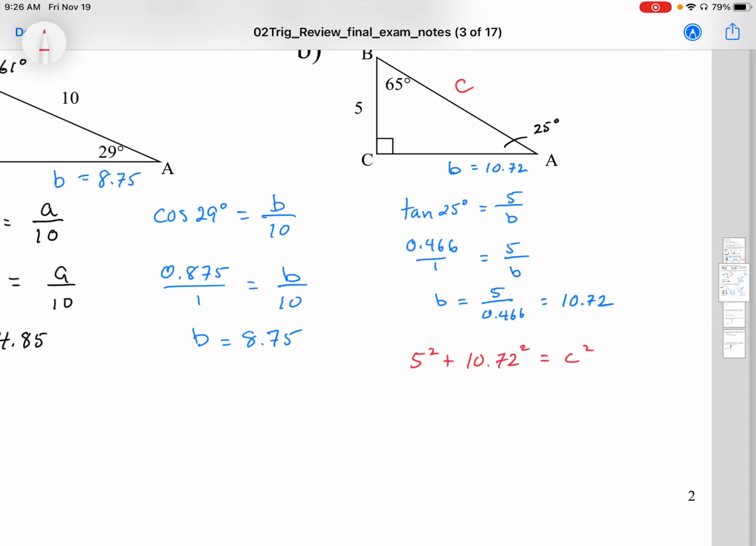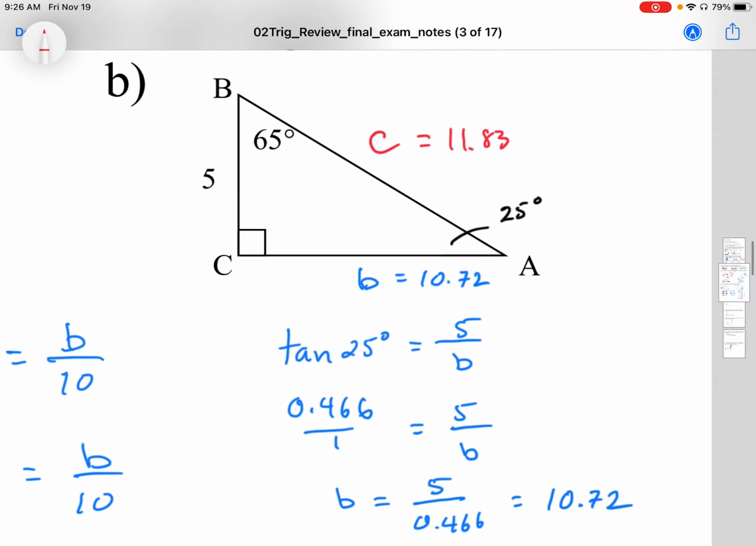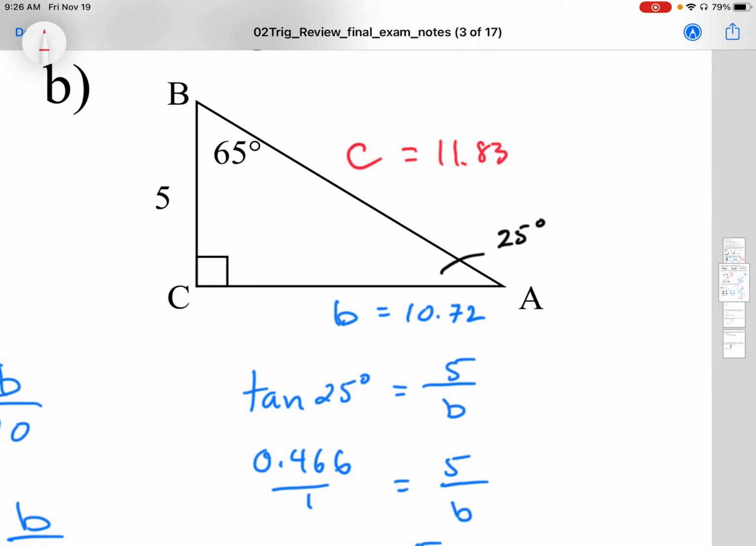So 10.72 squared plus 5 squared gives me 139.797, so C squared is equal to 139.797. So C, when I square root this, I'm not going to keep it in exact values because it's already in decimal values. And so when I solve for C using Pythagoras, I get 11.83 as my length. So that's going to be 11.83. And that looks pretty reasonable based on the side length and angles given.